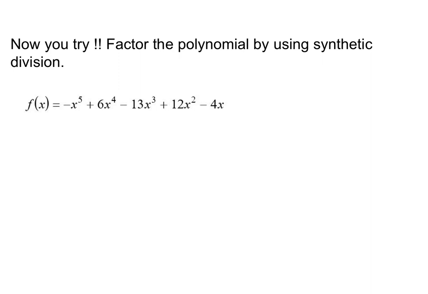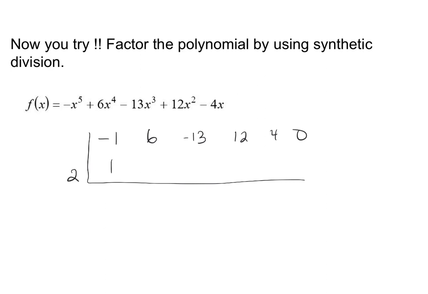So we will set up our coefficients for synthetic division. So -1, 6, -13, 12, 4, and 0. I will divide by one of the zeros. So that will be 2. Bring down your first number, so -1. 2 times -1 is -2. 6 minus 2 is 4. 2 times 4 is 8. -13 plus 8 is 5. 2 times 5 is 10.